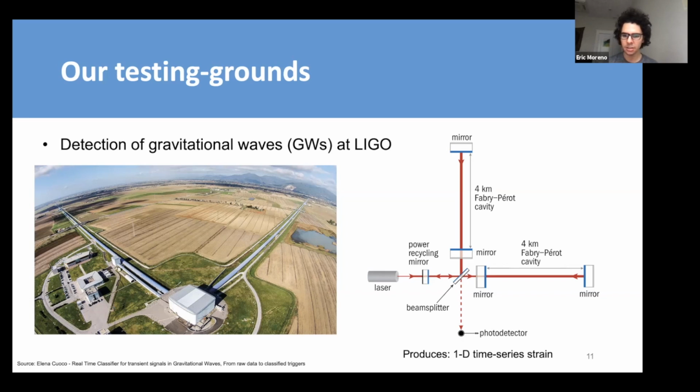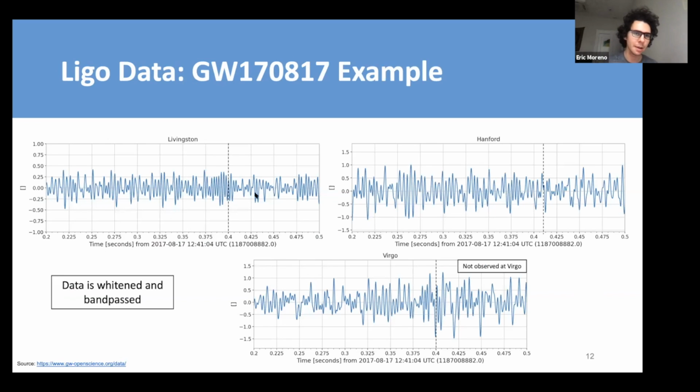But what this photodetector is actually outputting is a one-dimensional time series strain of what it's seeing inside of the detector. And so if we really want to test spiking neural networks and we want to test anomaly detection algorithms, we thought that a great testing grounds would be these gravitational waves at LIGO. Using this one-dimensional time series strain should be the most simple application for spiking neural networks. And so if it can't be done that way, then it shouldn't be able to be done with complicated high energy physics experiments. So this is an example of the LIGO data.